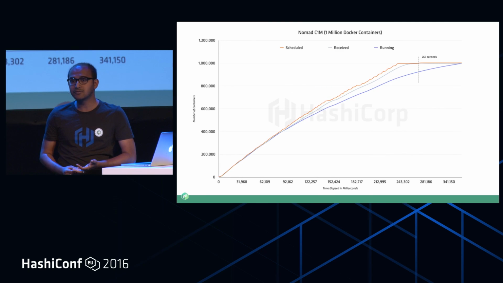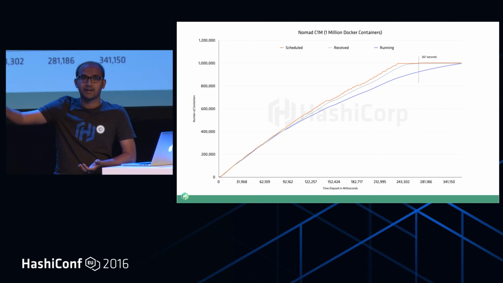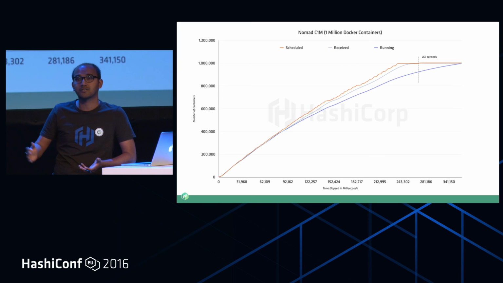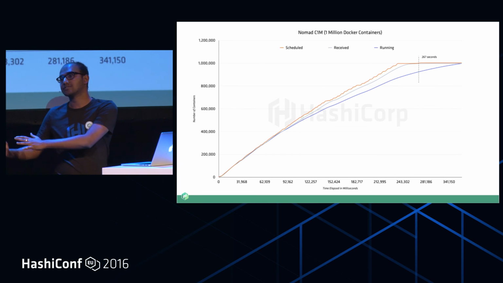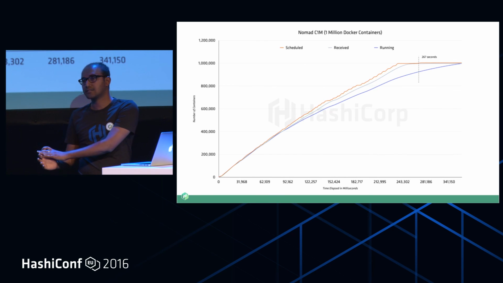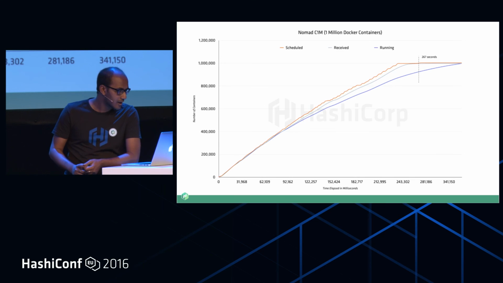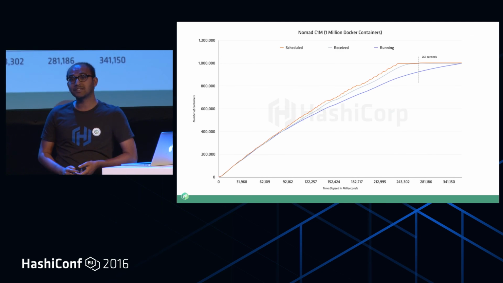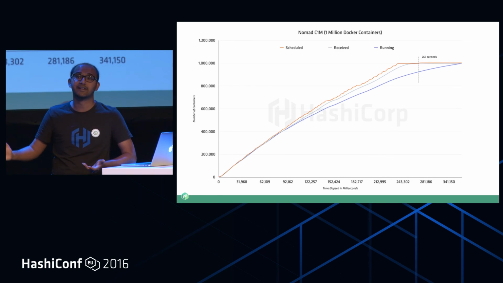So we decided to see what happens if we push Nomad to the boundary where companies like Netflix and Twitter push in a matter of 2 or 3 years. We decided to see what happens when you run Nomad on a really large number of nodes and push Nomad to the extreme. So we ran 1 million containers. And I'm happy to say that we scheduled 1 million containers and placed them and started them in under 5 minutes.